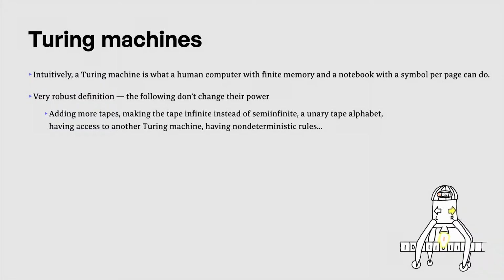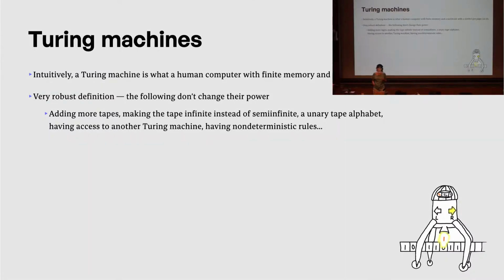One can add more tapes. That doesn't make a difference, because if you have a finite number of tapes, then that's equivalent to having a single tape with an enlarged alphabet. The alphabet is going to be the product of each of the alphabets, and finite times finite is finite. You could have the tape being semi-infinite, bounded on one side. That doesn't matter either. You could have a unary tape alphabet. I'm going to define unary in a second. Unary is what you can do when you have a single symbol.